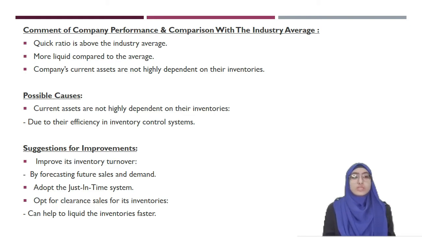The possible cause is that current assets are not highly dependent on inventories, meaning that they have a very efficient inventory control system. Some suggested solutions for improvement: number one, to improve its inventory turnover by forecasting future sales and demand so that the company does not have to hold too much inventory on hand. Number two is to adopt the JIT system so that they won't have to hold inventory. Number three is to opt for clearance sales for inventory so that they can liquidate inventories even faster.